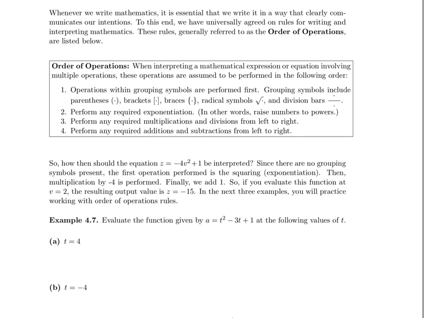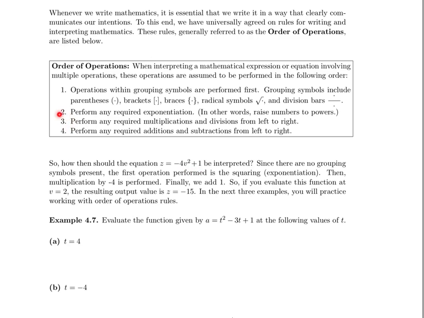So, using the order of operations, how should this equation be interpreted? Well, let's start with number 1. There are no grouping symbols in this equation, so we can skip number 1. Then we proceed to number 2. We perform any exponentiation. Well, in this equation, squaring has to be done. That's raising v to the second power. That is the first operation that is to be performed. So in your flow diagram, under number 1, if you listed squaring, you would have been correct.